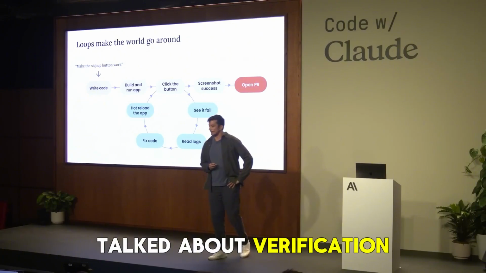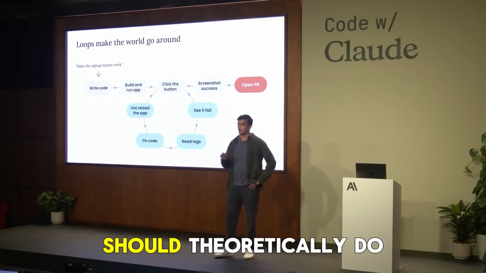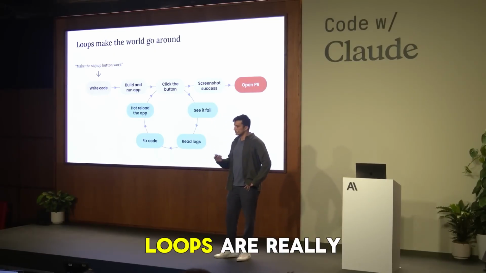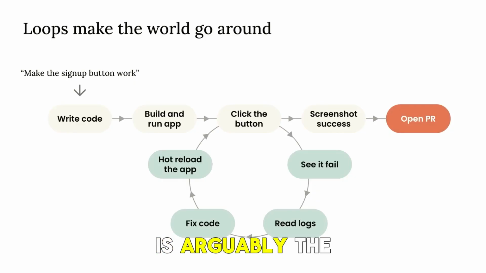Okay, so we've talked about verification, how humans do verification, and how Claude should theoretically do verification. But loops are really what makes the whole thing go around. And this is arguably the most important slide in this presentation. So if you haven't been paying attention yet, this is a good time to get started.